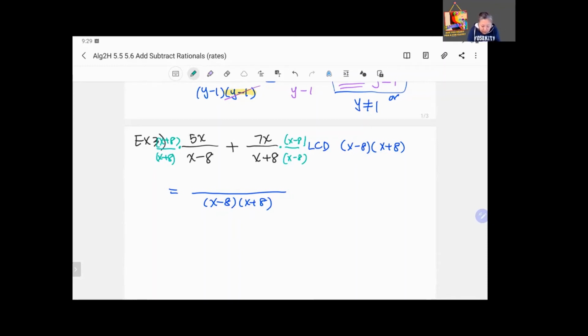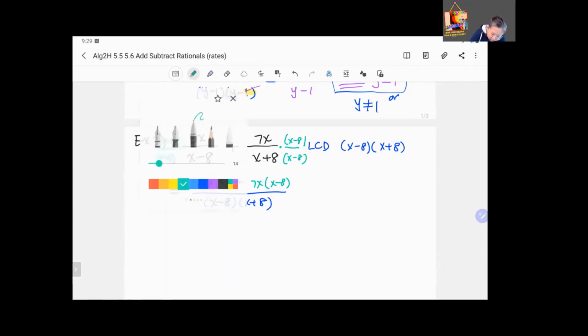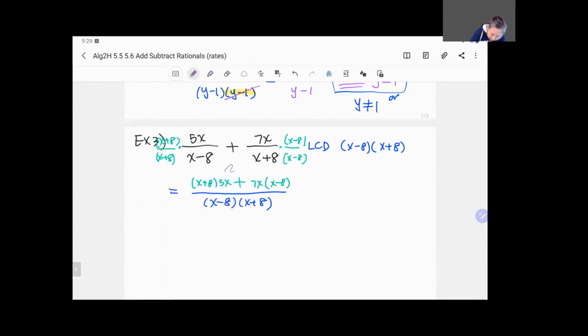now the first numerator is multiplying x plus 8 times 5x, right? And then in the middle, we have addition here. Then the second numerator is 7x multiplying parentheses x minus 8. Then we can do usually, so we distribute this and then we distribute this.